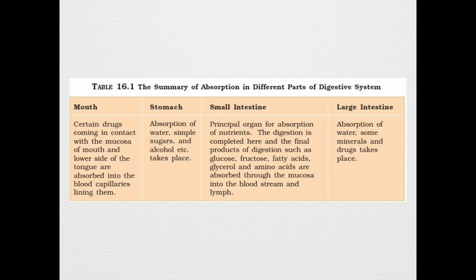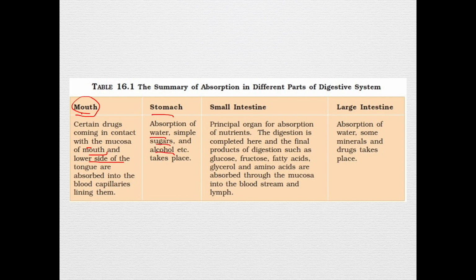Here is a summary of the absorption from the different parts of the digestive system. So just to go through all of these, certain drugs which come in contact with the mucosa of the stomach and the lower side of the tongue are absorbed into the blood capillaries lining them, and this happens in the mouth. In the stomach, there is absorption of water, simple sugars, and alcohol.